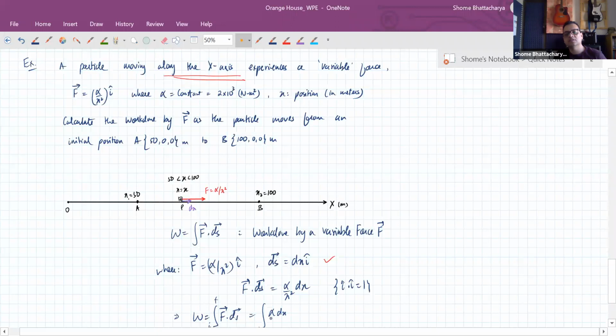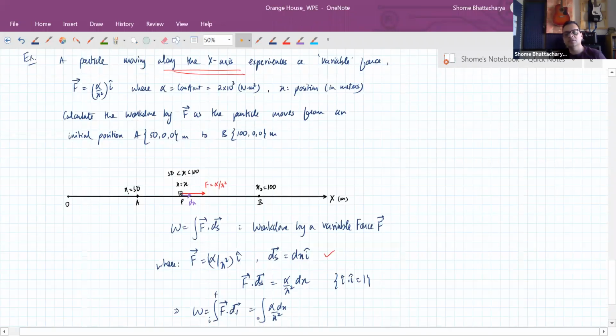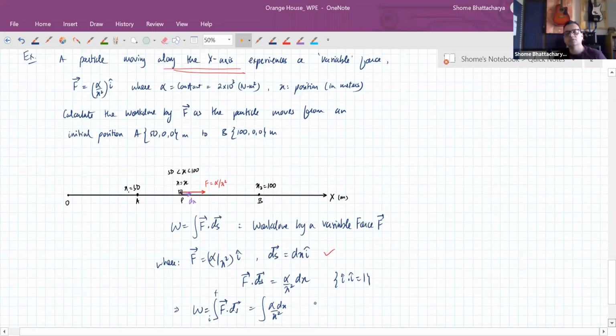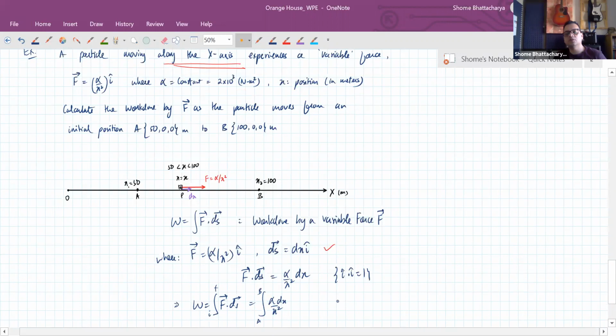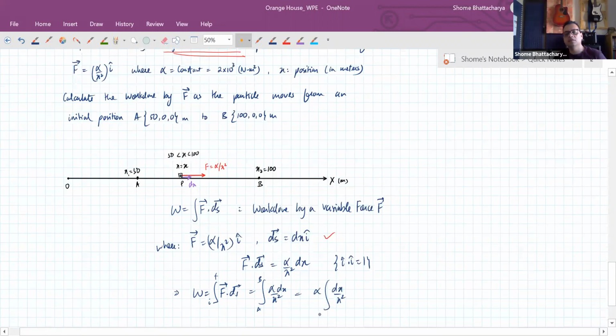alpha dx upon x square, where the initial point is A and the final point is B. So we will substitute the limits after taking the constant outside. So for the point A, x का वैल्यू कितना हो जाएगा 50 and for the point B, x का वैल्यू कितना हो जाएगा 100. So now we have to just carry out this integration.